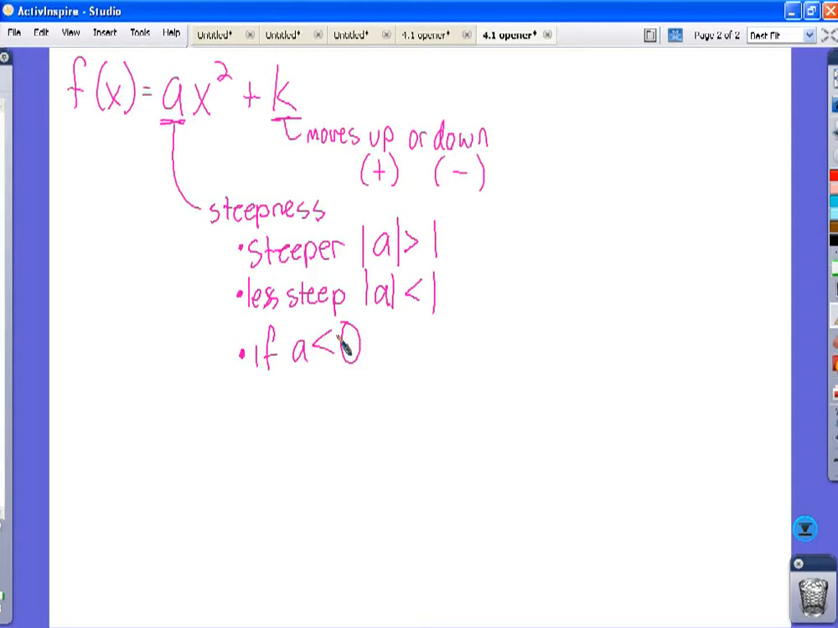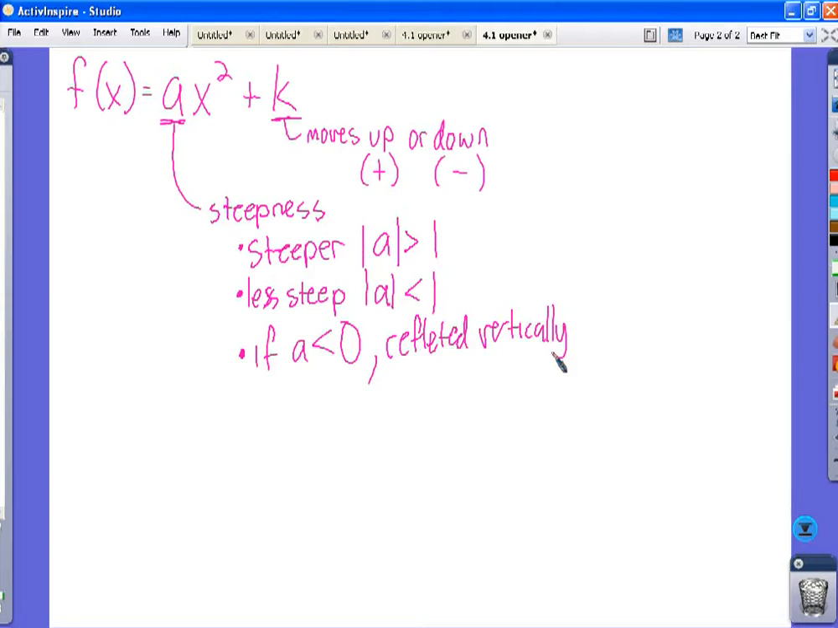If A itself is less than 0, what does that mean? Less than 0. What's another way you can say that? Negative. What kinds of numbers are less than 0? All the negative numbers are less than 0. Then what happens if A is less than 0? If A is negative? Reflected vertically. Now I want to talk about that real quick.